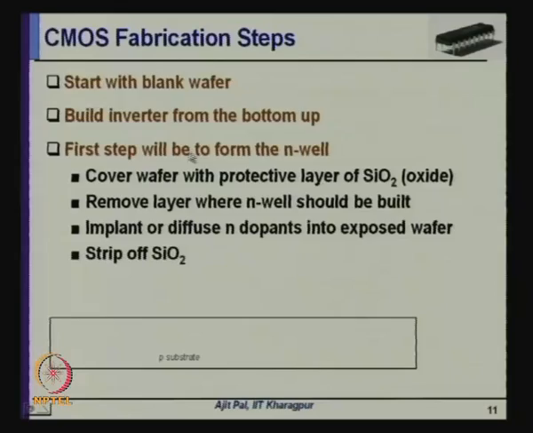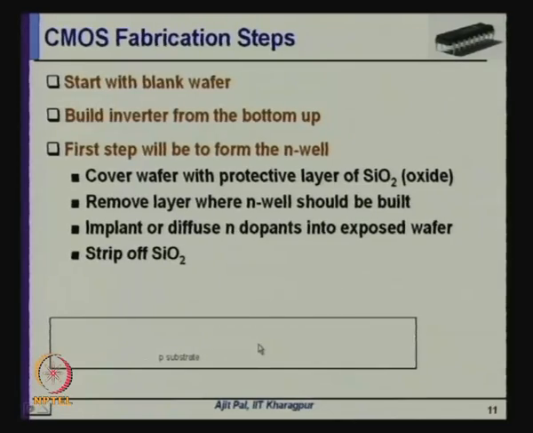So, first step will be to form an N-well. The most common type is N-well. So, you have started with a p type substrate, and as you know, on a p type substrate you can realize NMOS transistors, depletion type or enhancement type, but CMOS will require both NMOS and PMOS.